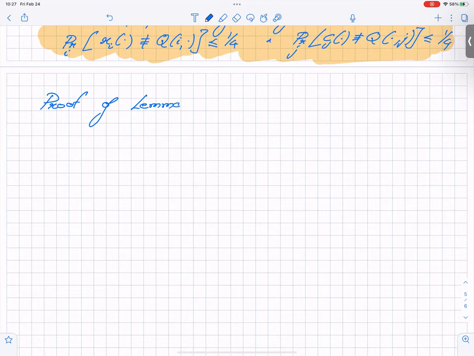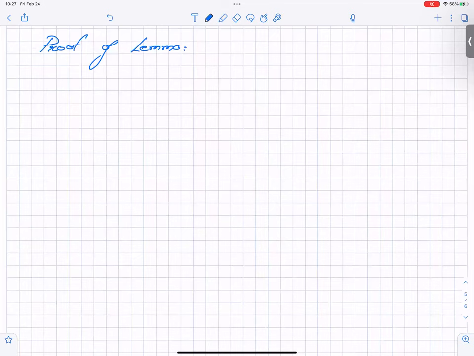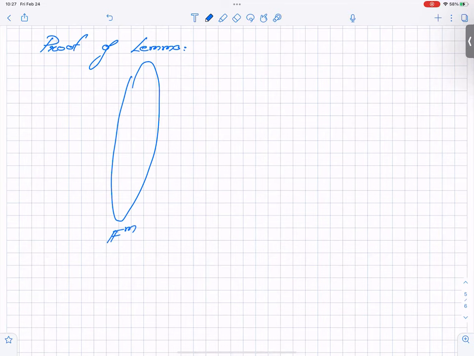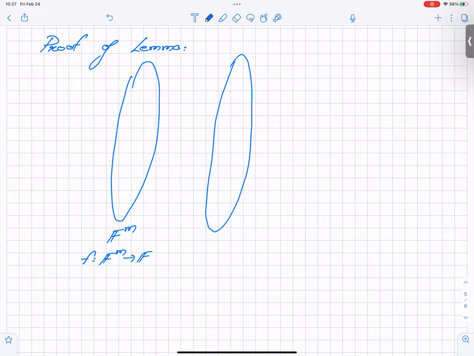So it would be nice to view the function f as sitting on this space. There's the space F to the m, and the function f is residing on this space. For every point in this space, it's giving you a field element. So this is F^m. Now I'm going to draw a diagram. This is the set of all lines, and f is residing on this space.